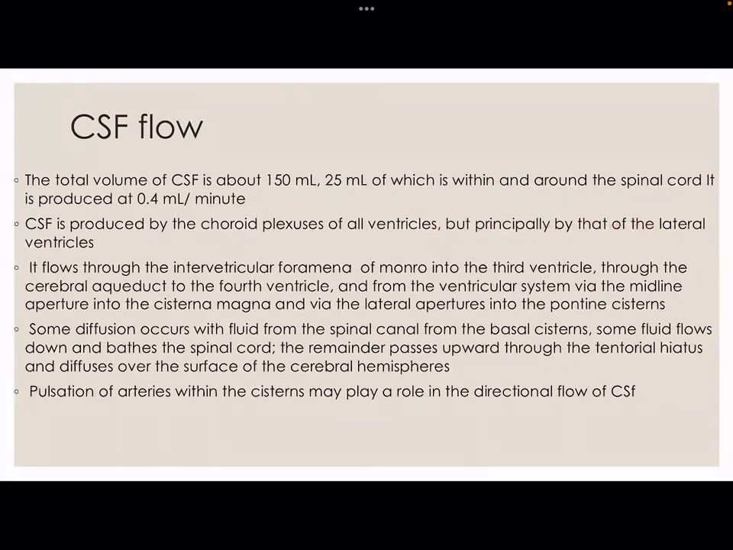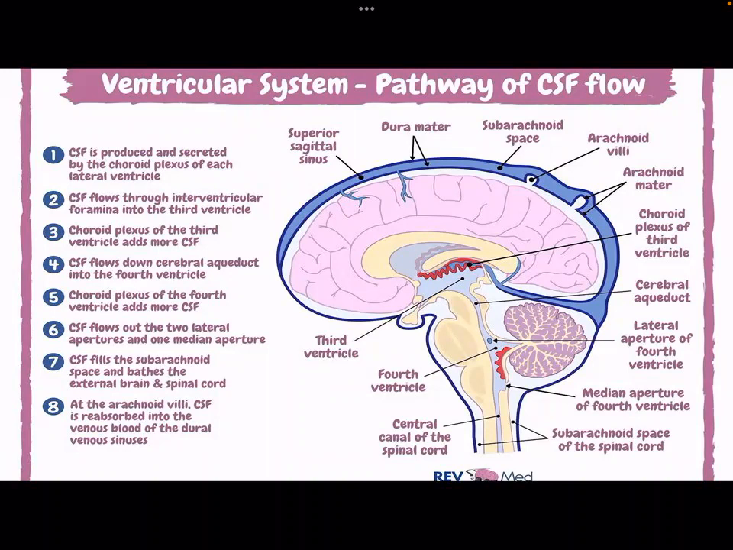So here is a schematic diagram of the pathway of CSF flow. It starts with CSF produced and secreted by the choroid plexus of each lateral ventricle, and then flowing through the foramen of Monro, or the interventricular foramen, from the lateral ventricle into the third ventricle. Then the choroid plexus of the third ventricle will also add CSF, which will flow to the fourth ventricle via the cerebral aqueduct of Sylvius.